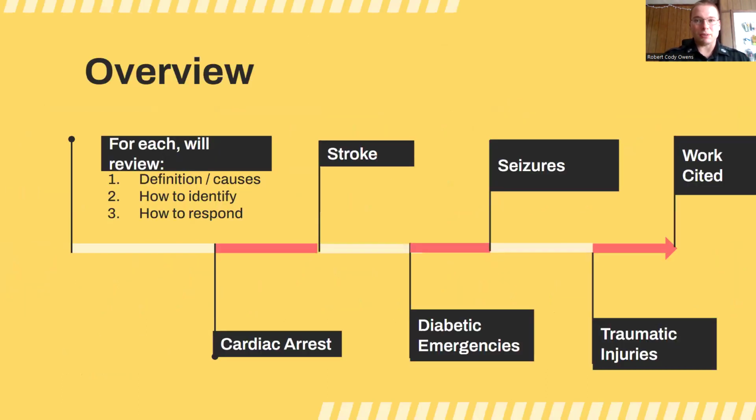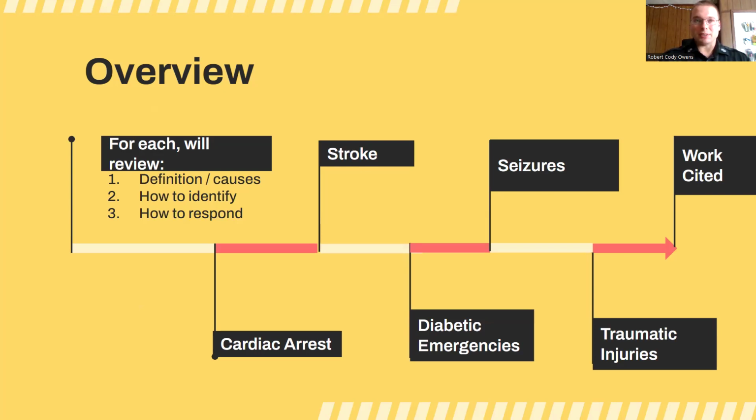First off, we'll be going over a review: cardiac arrests, stroke, diabetic emergencies, seizures, and traumatic injuries. We define the situations, more so the illnesses, how to identify and respond to them, how to help the person having that emergency, and how to communicate with the 911 call takers and personnel when they show up in the ambulance, cop cars, or fire trucks, and give them as much information as you can.